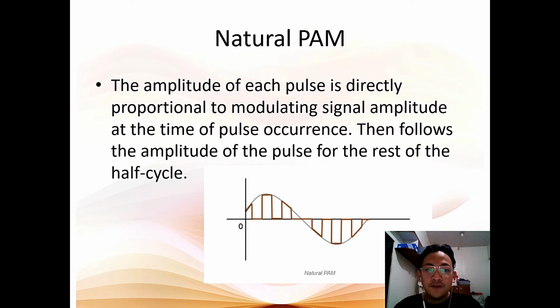Next, for a natural PAM, the starting carrier pulse is equivalent to the instantaneous amplitude of the continuous time signal, and it follows the natural shift of the curve of the continuous time signal for the rest of the half cycle.